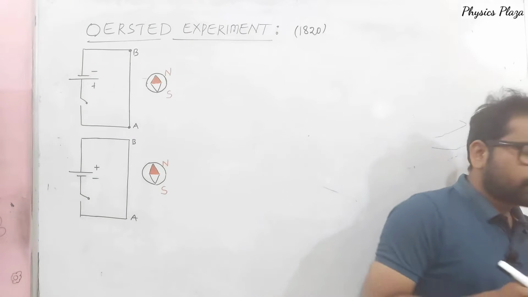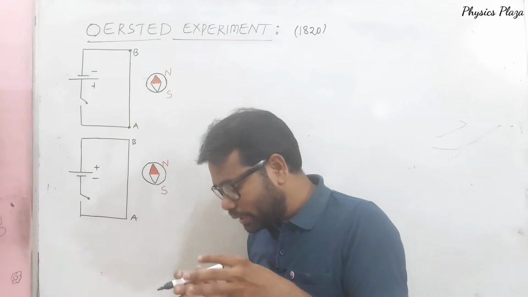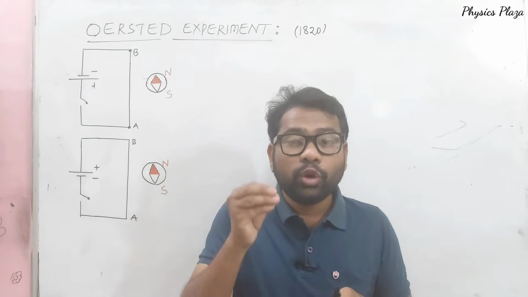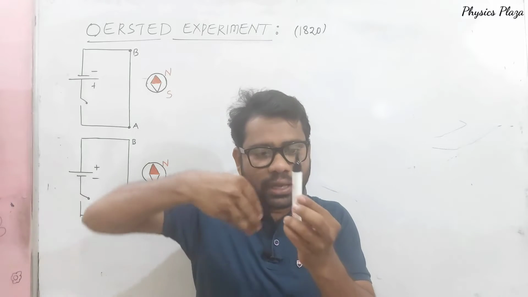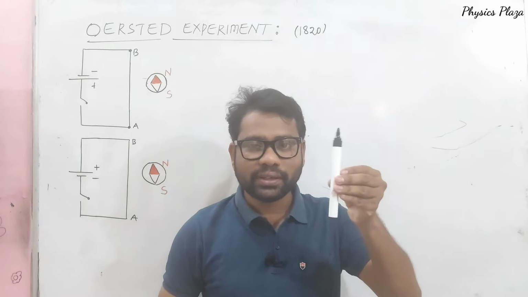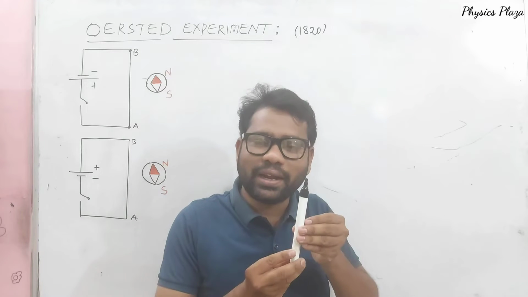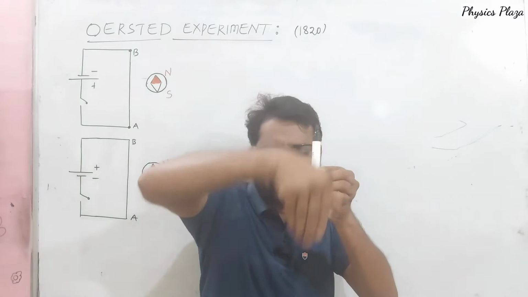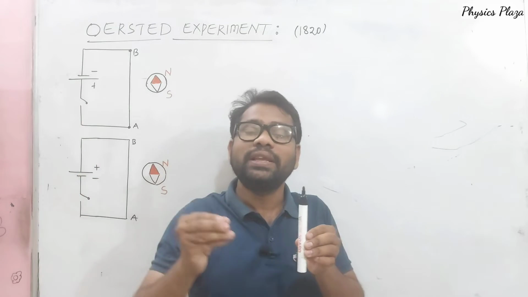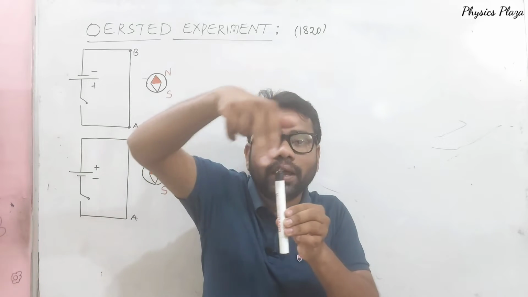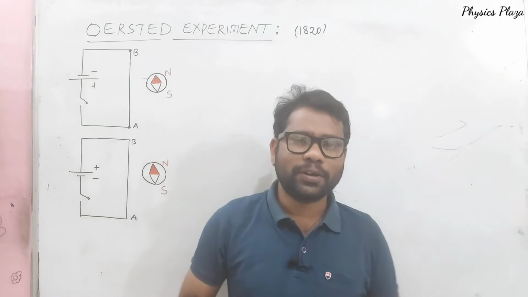So here, he concluded by saying that there would be a magnetic field around the current carrying conductor. For example, children, just imagine that it is a current carrying conductor. So current is passing through it either like this, vertically upwards or vertically downwards. So then he said that there would be a magnetic field around the current carrying conductor.